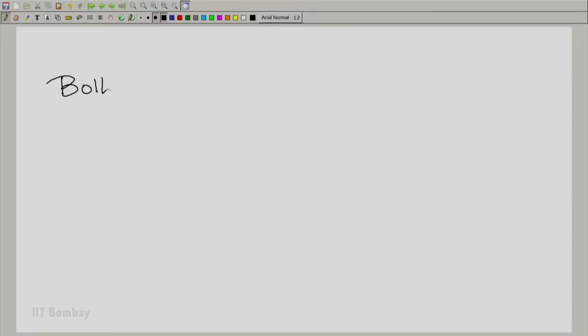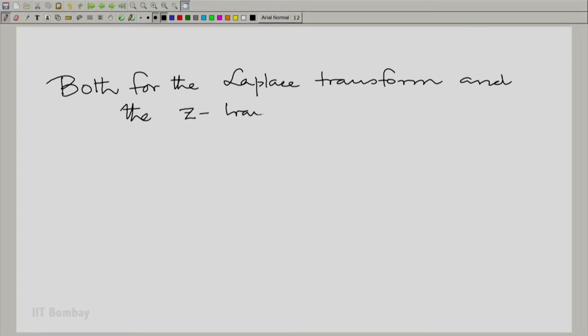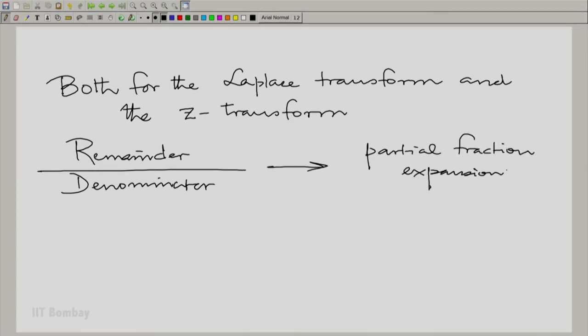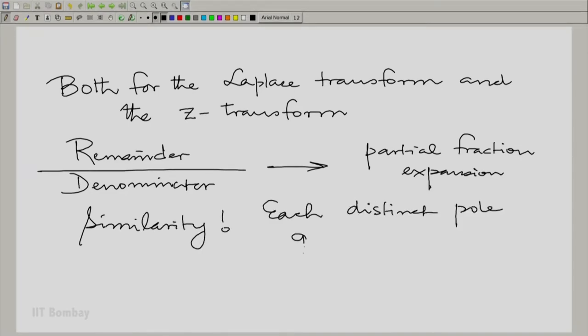Both for the Laplace and the Z transform, if we consider the remainder divided by the denominator, we can make a partial fraction expansion of this. And there is a great similarity in the way we deal with this partial fraction. Each distinct pole gives a polynomial-exponential term.